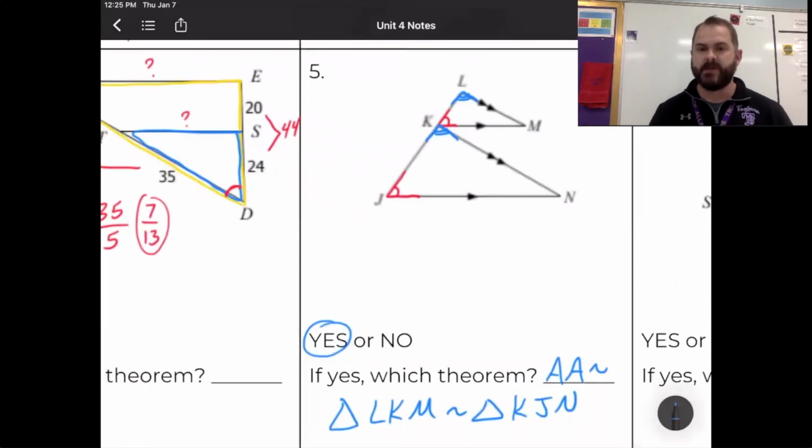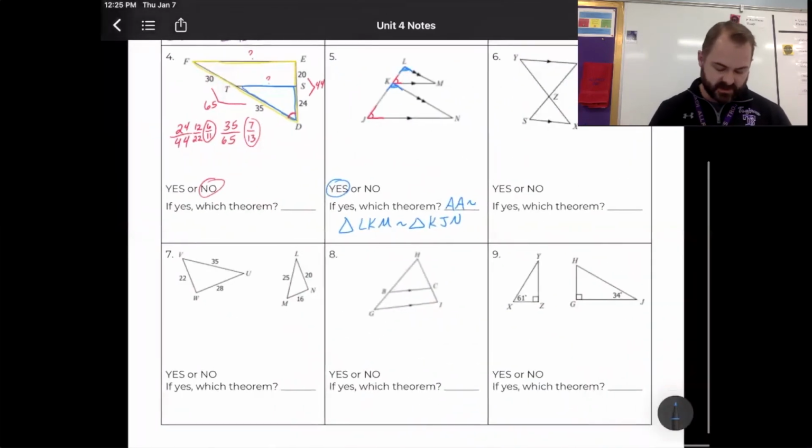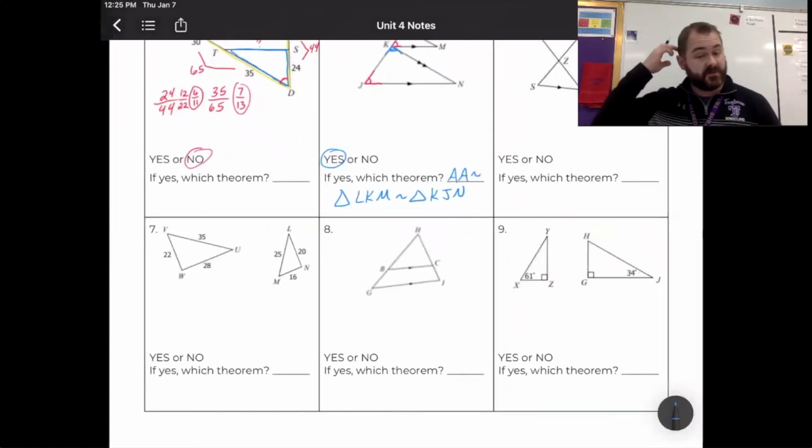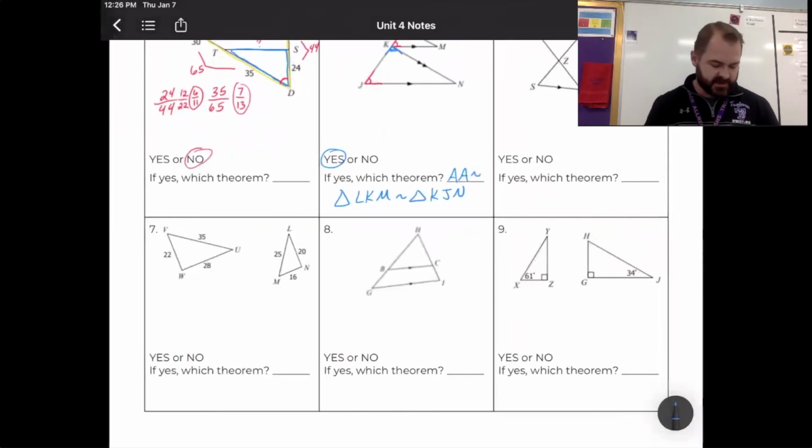Okay? So that's how we can practice using some of these. There's quite a few more here. I'm going to show you those examples. If you want to try them on your own, that's fine. I'm going to show you one more example actually before I get going.